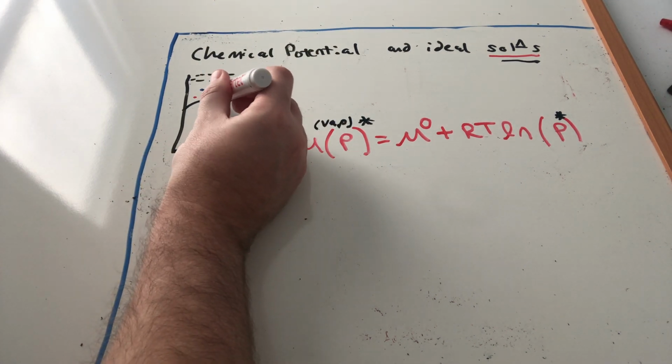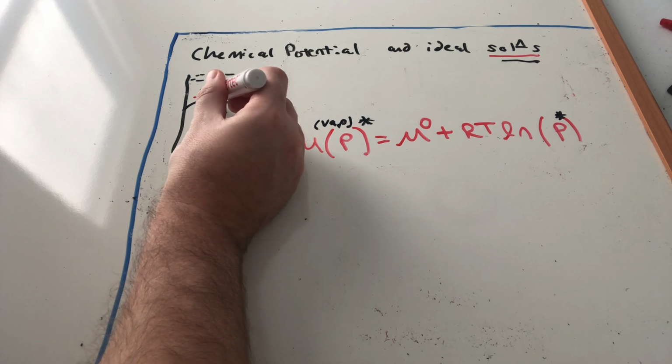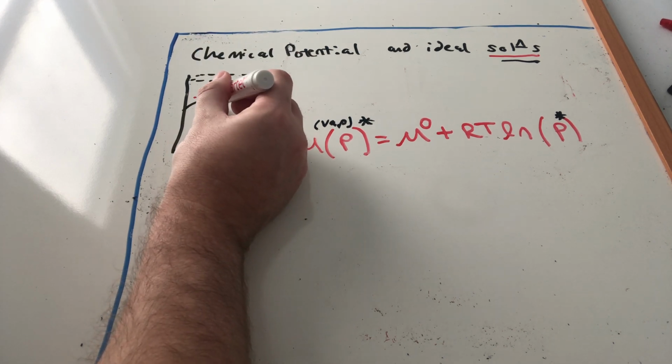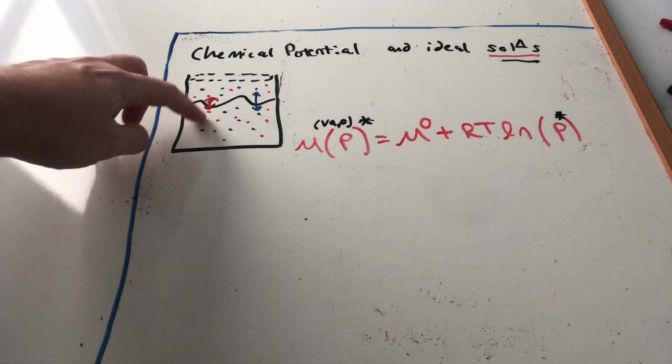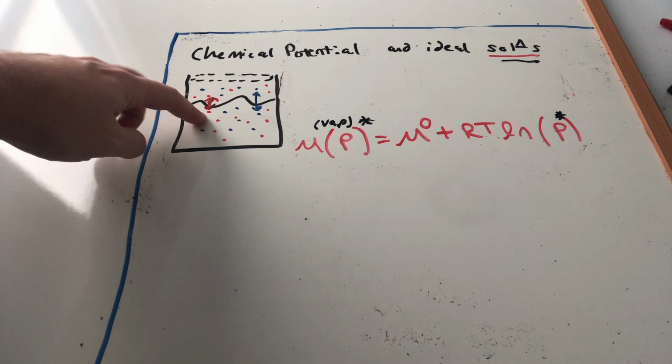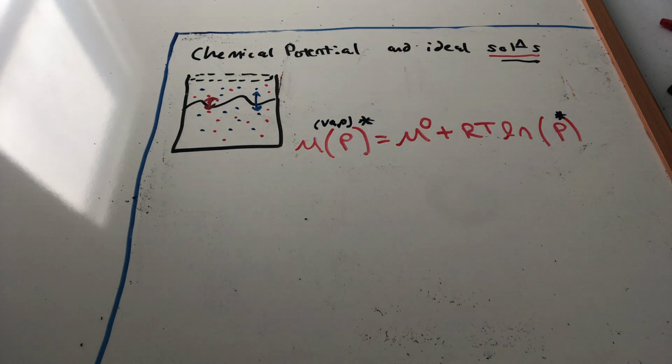Those red particles also leave the surface, and we can draw a double arrow here. That's a terrible double arrow, but you know what I'm writing. We can draw a double arrow here that shows that a vapor pressure is established between the red particles in the solution now and the red particles in the vapor, all right?